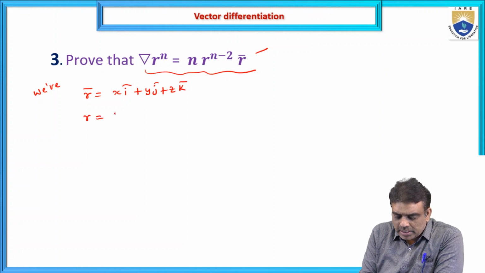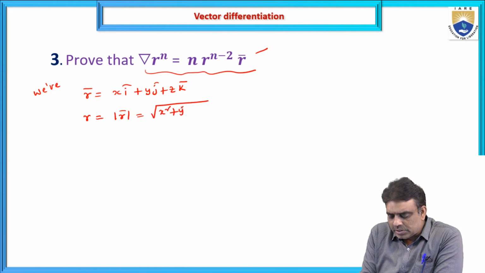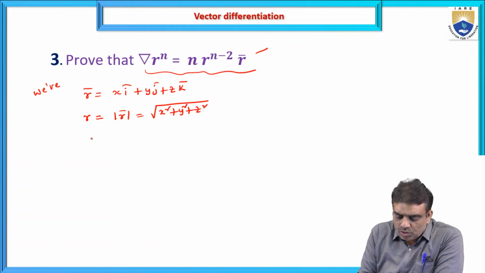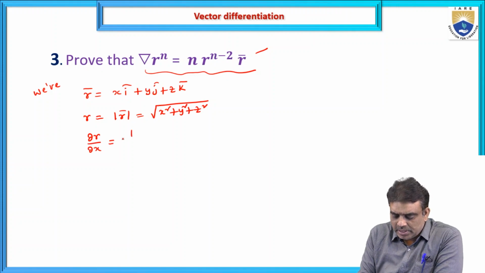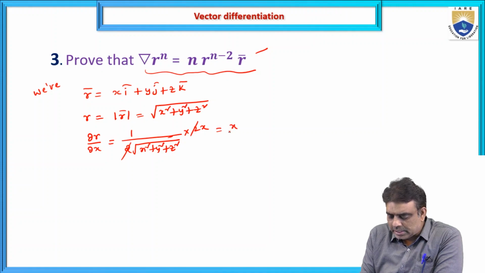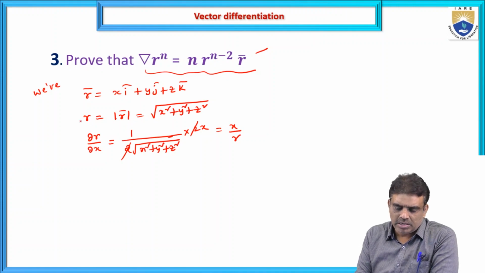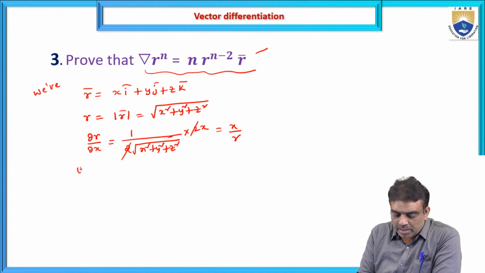And r is equal to the magnitude of r bar, that is the square root of x square plus y square plus z square. Then ∂r/∂x, the partial derivative of r with respect to x, is 1 by 2 root of x square plus y square plus z square into the derivative of x square, that is 2x. Or I can write this as x by r, where r is the magnitude of r bar.